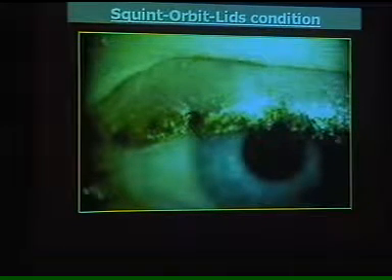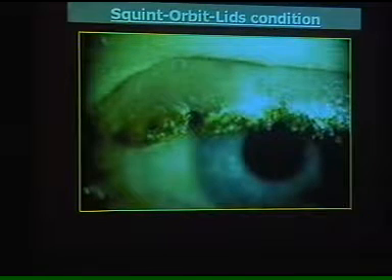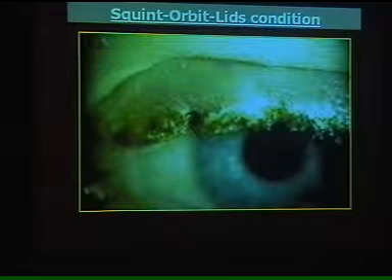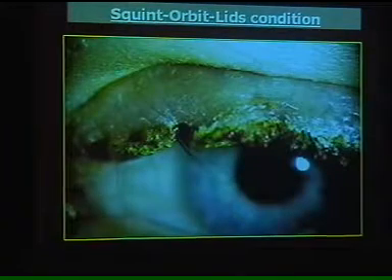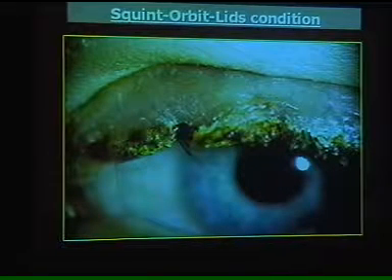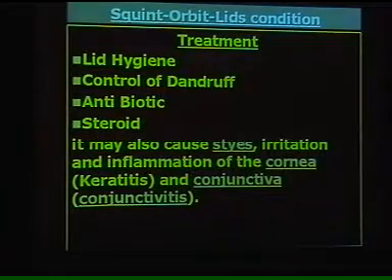In advanced cases, there is ulceration and they heal with scarring of the lid margin and tylosis. Tylosis is a thickened margin of the lid. Another picture, they ulcerate, bleed, and then they heal again. So it's a remission and relapse that goes on and on.